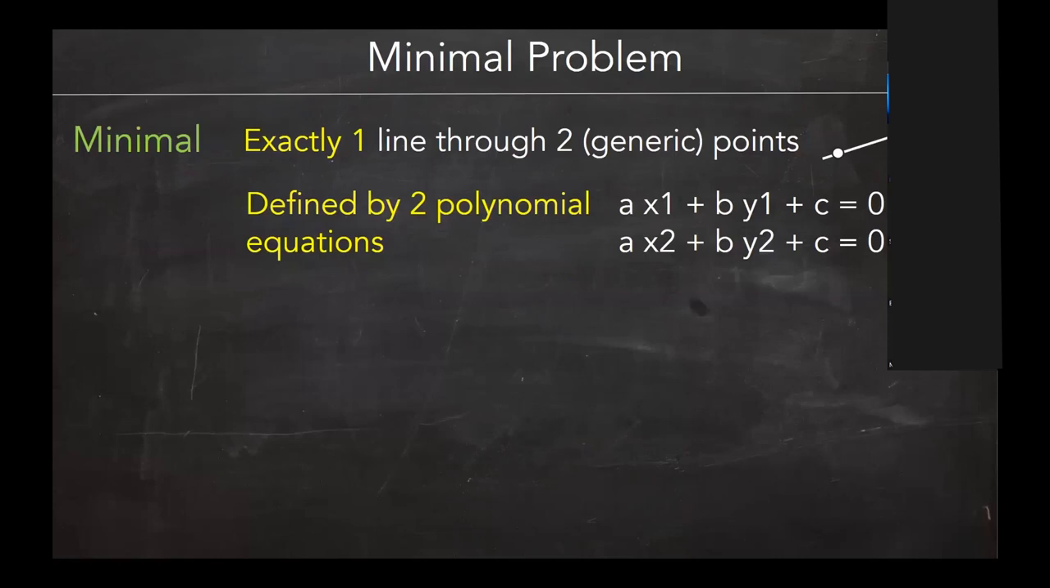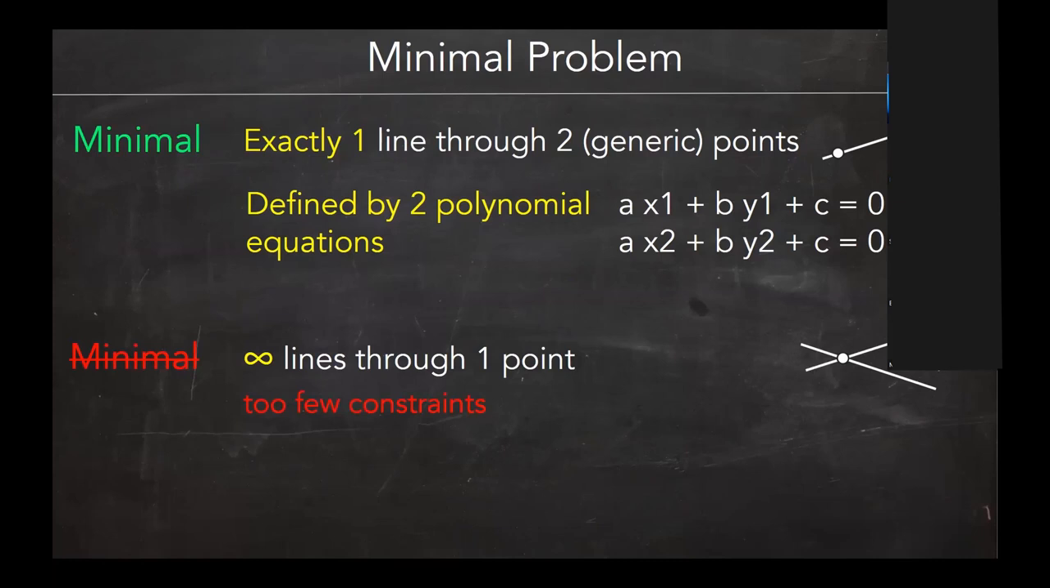So the simplest minimal problem to solve is to fit a line through 2 points, right? 2 points exactly determine one single line. So you can solve it by taking 2 linear polynomials and solving them and getting the solution. What is not minimal is, for instance, having 1 point and fitting a line, right? There are too few points. There will be infinitely many lines going through that point. So this is not minimal.